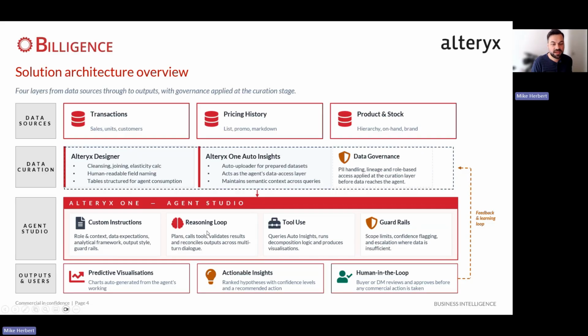And then, yeah, the Agent Studio with its own reasoning loop, this is how it interacts with the Auto Insights MCP, which is very, very cool. Using the tools and the guardrails as part of the architecture, as I mentioned, is very important. And then finally, we get these cool outputs, which you'll see in a moment. Some of these predictive visualizations, we get these recommendations, and also because there's not a black box here.